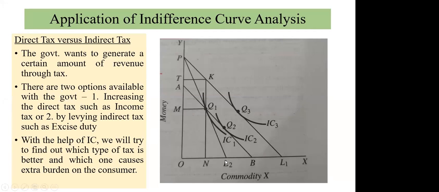So as a result, my price line will shift to PL2, and we can see that at PL2, I am at equilibrium at point Q1, and I am at indifference curve IC1. Since IC1 is at a lower level than IC3, my satisfaction level compared to the previous one has reduced.